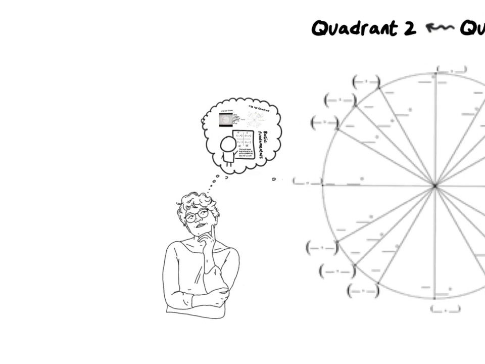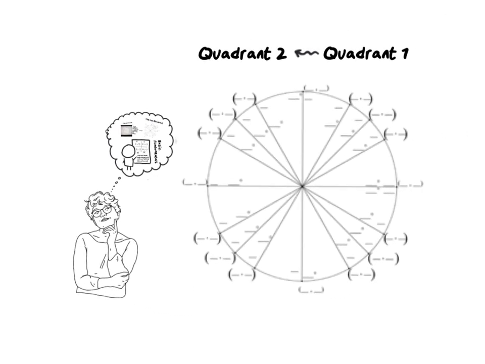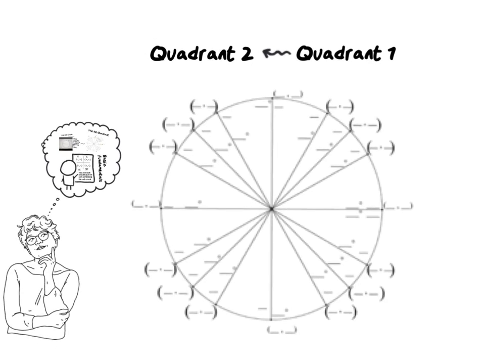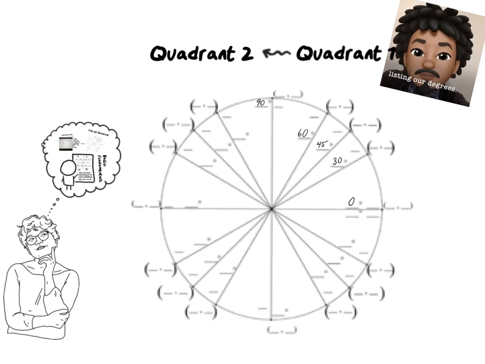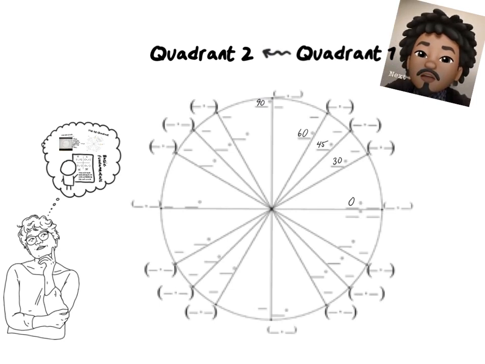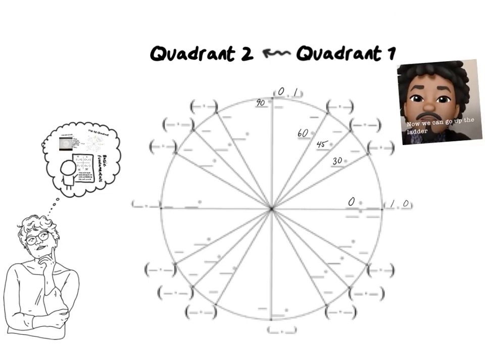So let's take another look at our blank unit circle. Now we are going to focus on how do we go from quadrant 1 to quadrant 2. So we will start with first listing our degrees. Next, we're going to anchor our points. Now we can go up the ladder on the Y values and then come back down the ladder on the X values. Don't forget we also have radian values.